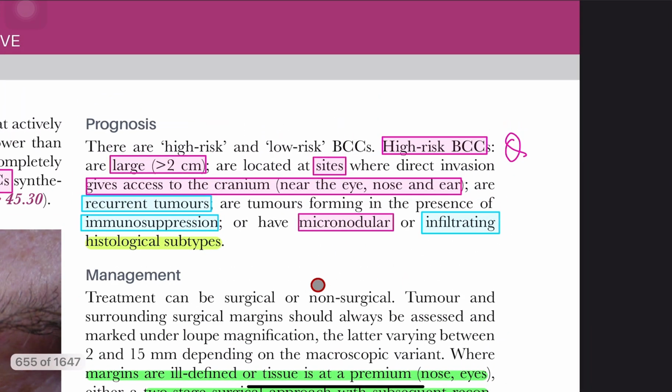Now come to prognosis. They have divided prognosis into two groups, high risk group and low risk. So you have to remember what are the high risk group. Large, more than 2 centimeters, are high risk BCC, and sites like near the cranium, eye, nose, ear, recurrent tumor and immunosuppression patient, and micronodular and infiltrating type have high risk prognosis.